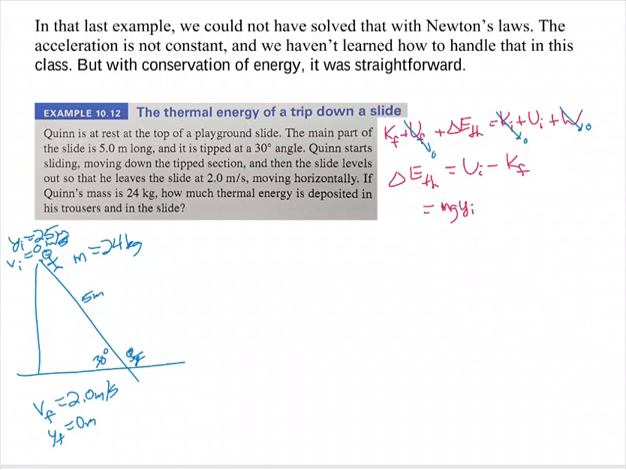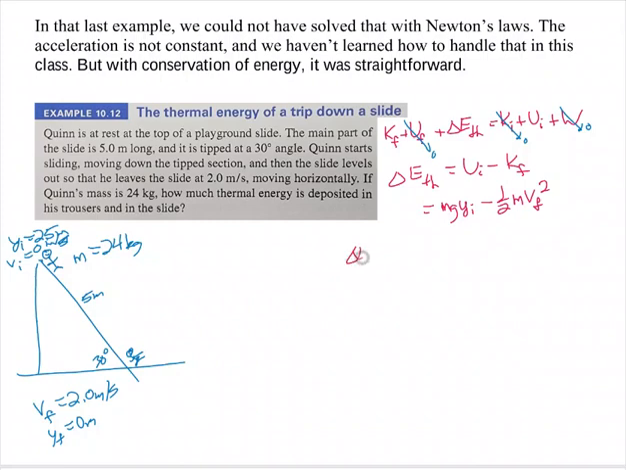Okay, and then minus, what's KF going to be? 1/2 mass velocity final squared. Okay. Now, we know M, G, Y initial, we already calculated. 1/2, we know M, velocity final, we were given. We know everything. Yeah, so we can solve.